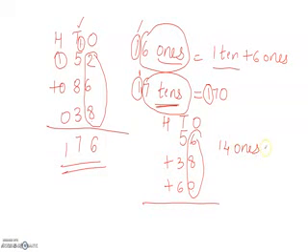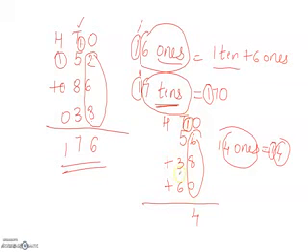14 ones means 14 into 1, that is 14 itself. 14 ones means 14. This 1 is in the tens place, so give that 1 to the tens group. And this 4 is in the ones place, so write that 4 in the ones place down.